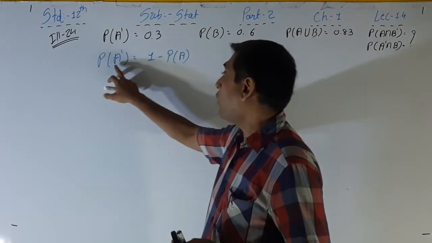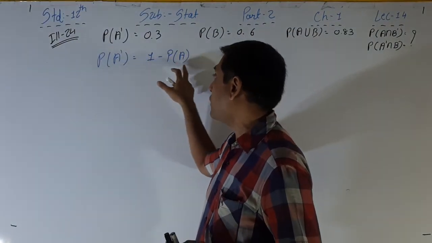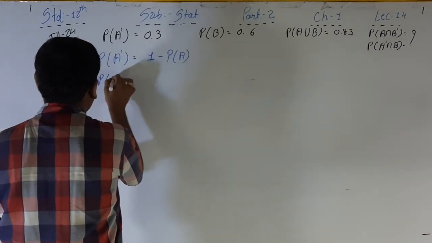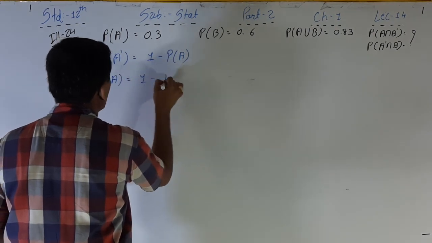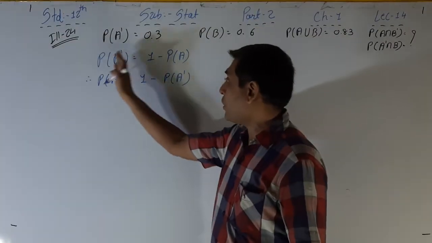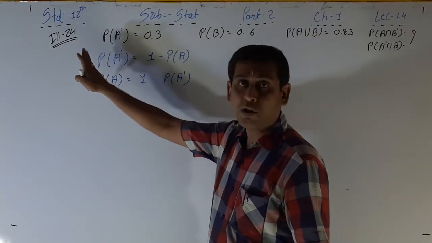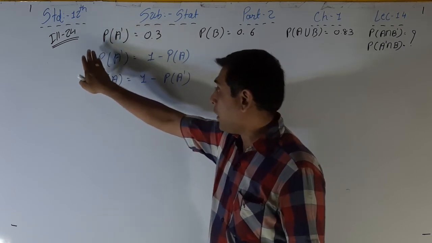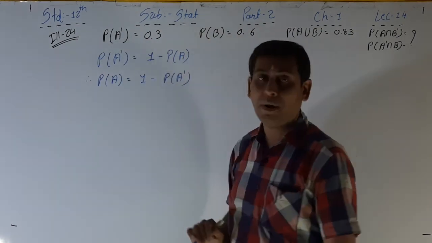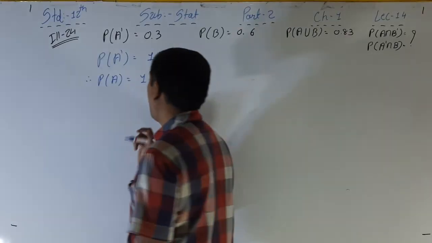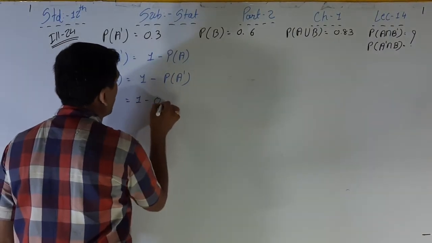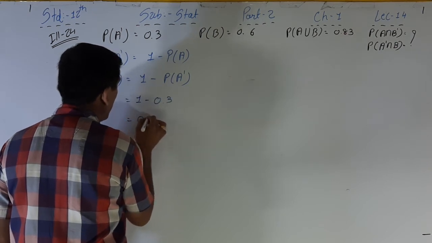So the formula is P of A dash equal to 1 minus P of A. Therefore P of A is equal to 1 minus P of A dash, because the plus term transfers to the opposite side and becomes minus. So P of A is equal to 1 minus P of A dash. Putting the value, 1 minus 0.3 is 0.7.